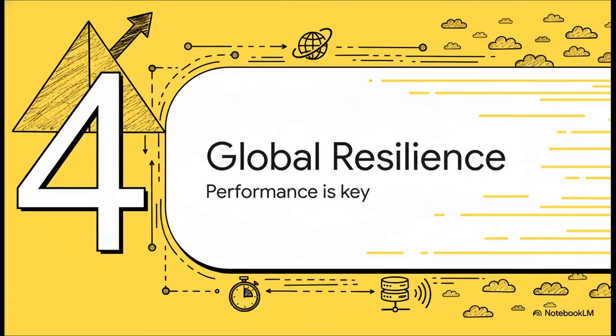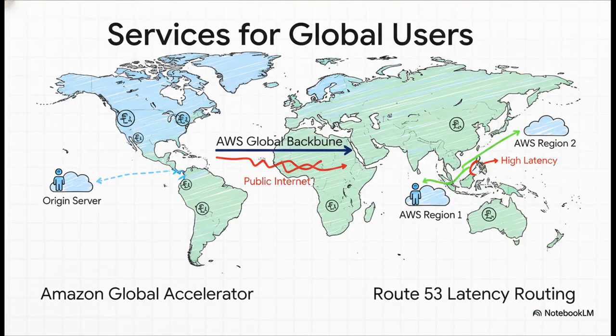And just like that, we've reached the very peak of the pyramid, global resilience. And up here, our definition of resilience actually gets a little broader. It's not just about surviving outages anymore. Why? Because from your user's point of view, an application that is painfully slow is just as broken as one that's totally offline. Performance is a form of availability. The name of the game up here is getting your app physically closer to your users all around the world.